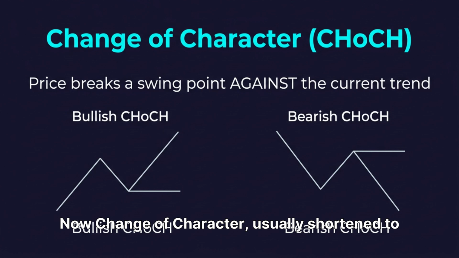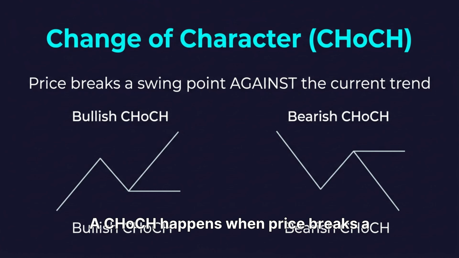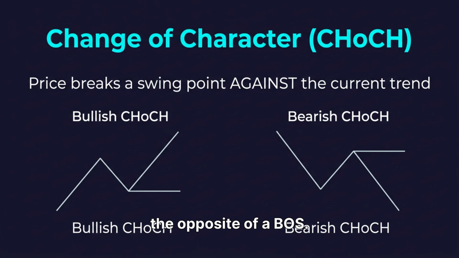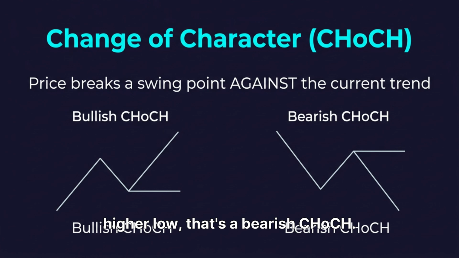Now, change of character, usually shortened to CHoCH. A CHoCH happens when price breaks a swing point against the current trend, the opposite of a BOS. If the market has been making higher highs and higher lows in an uptrend and price suddenly breaks below the last higher low, that's a bearish CHoCH. It's the very first warning sign that the uptrend may be running out of steam.